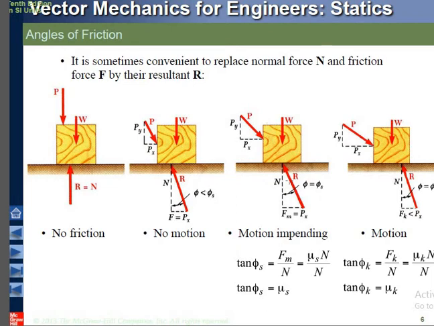But if you consider this figure, this angle becomes equal to the friction angle, or you can call it the static friction angle. That means it is about to move, about to start at this position. This angle is the static friction angle. The position at which a body just begins to slide over another body, that angle is called the angle of friction.